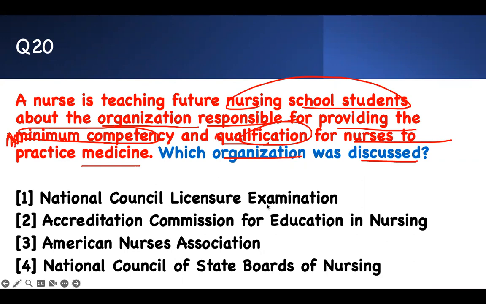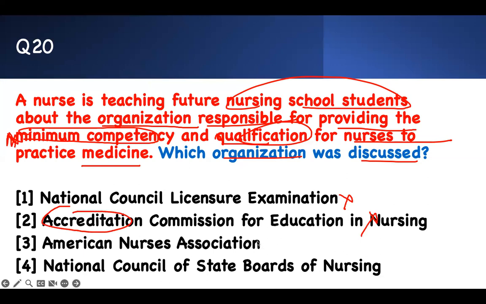National Council Licensure Examination, that's the test you take. They don't provide it. The name of the test you take is that, right? That's the NCLEX. Accreditation Commission for Education in Nursing. They give the schools names. I mean, they accredit the schools that you went to, so that they can function as a tertiary institution. The word is what? Accreditation. Accreditation, right?